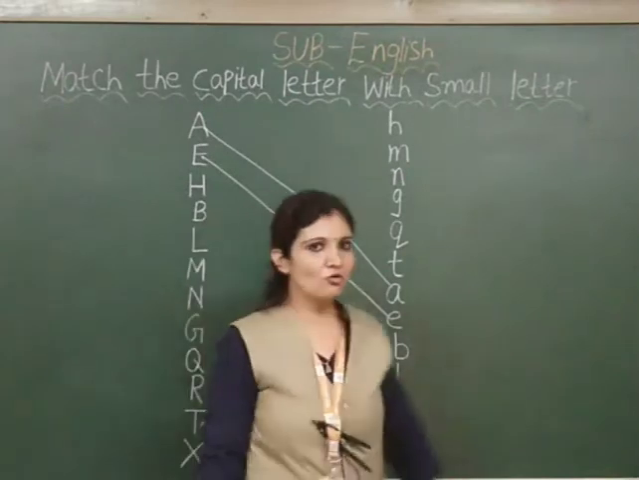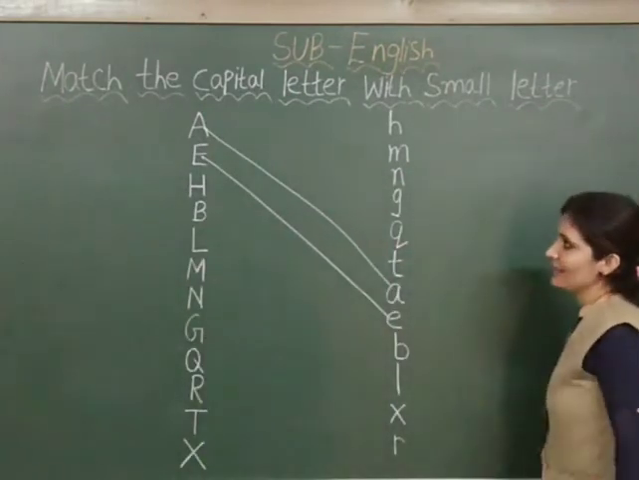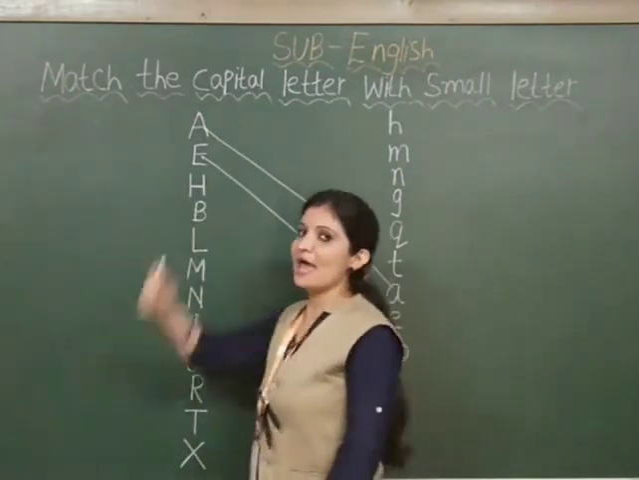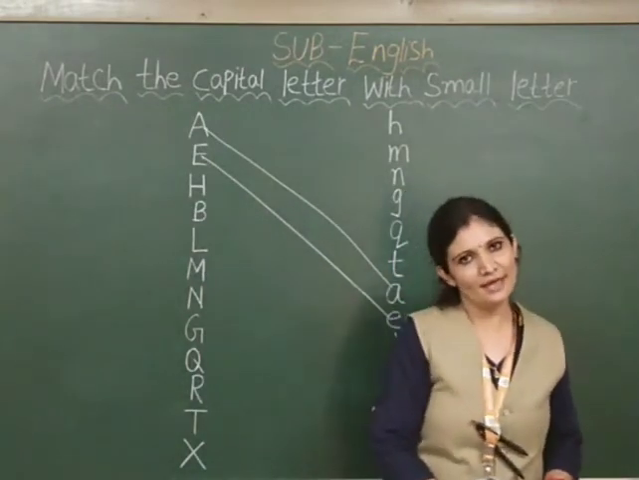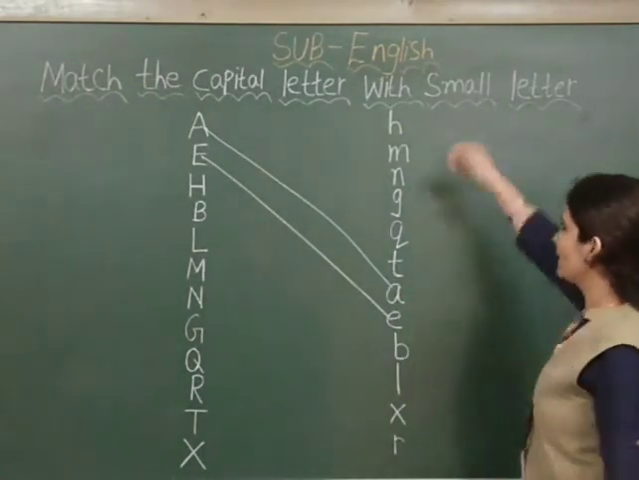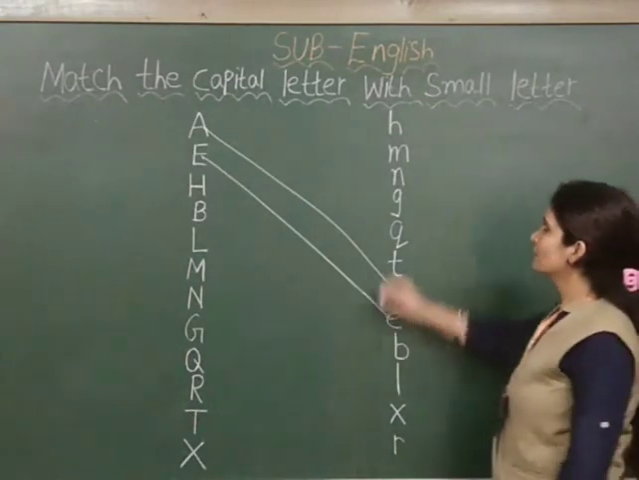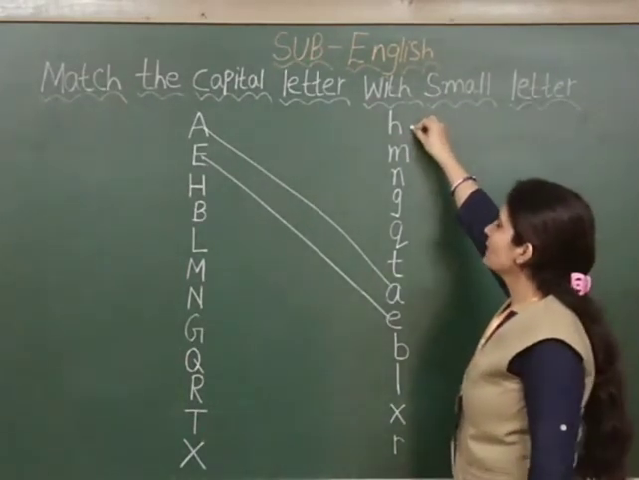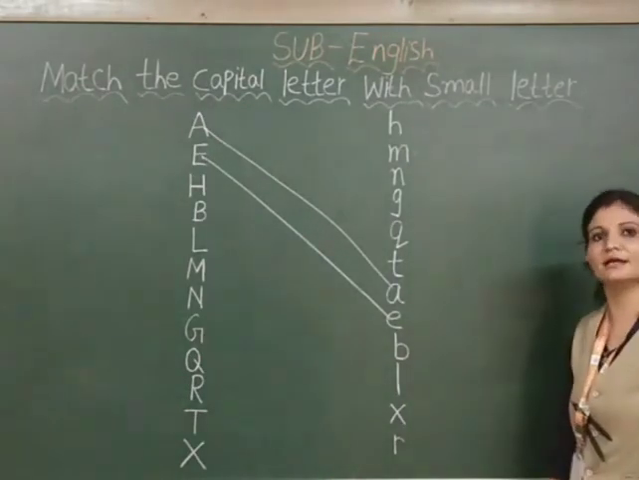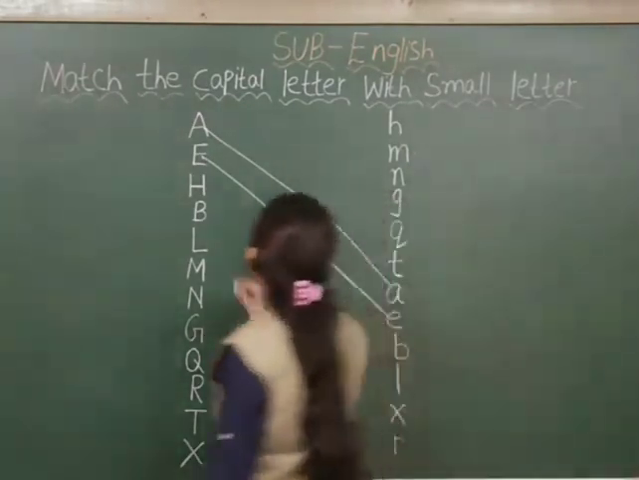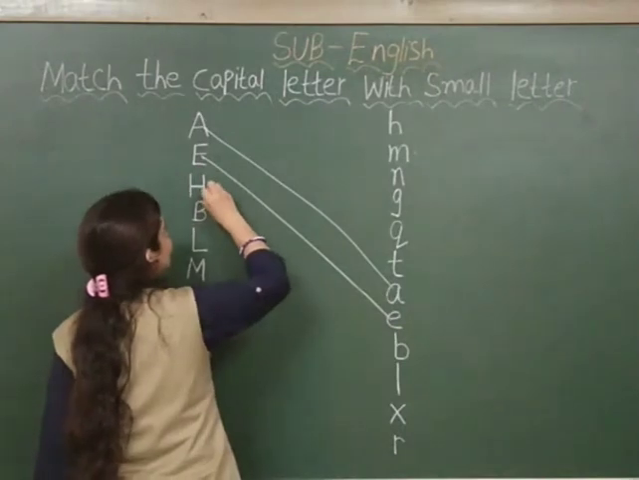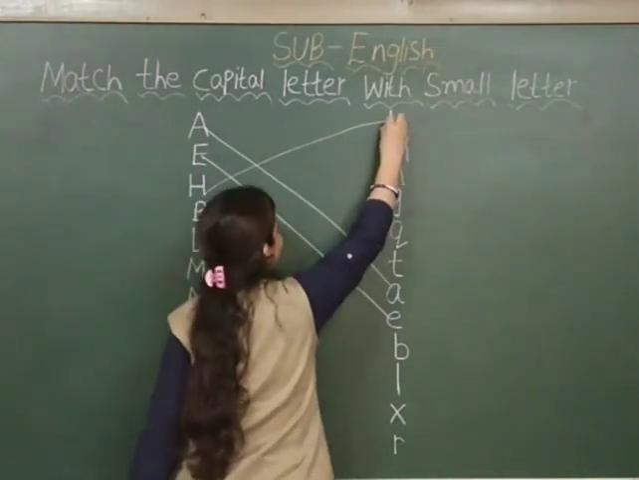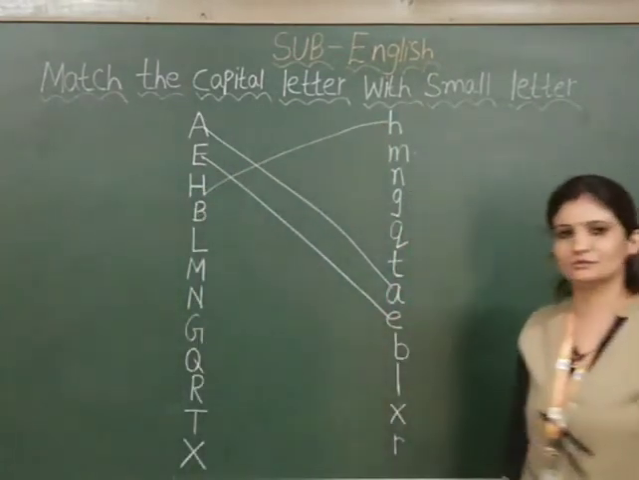Yes. Now moving towards our next letter, that is capital H. H for hen. Now we have to find small letter H here. This one? No, this is small letter N. This one? Yes, this is small letter H. Now we have to draw one line. Capital H to small h.